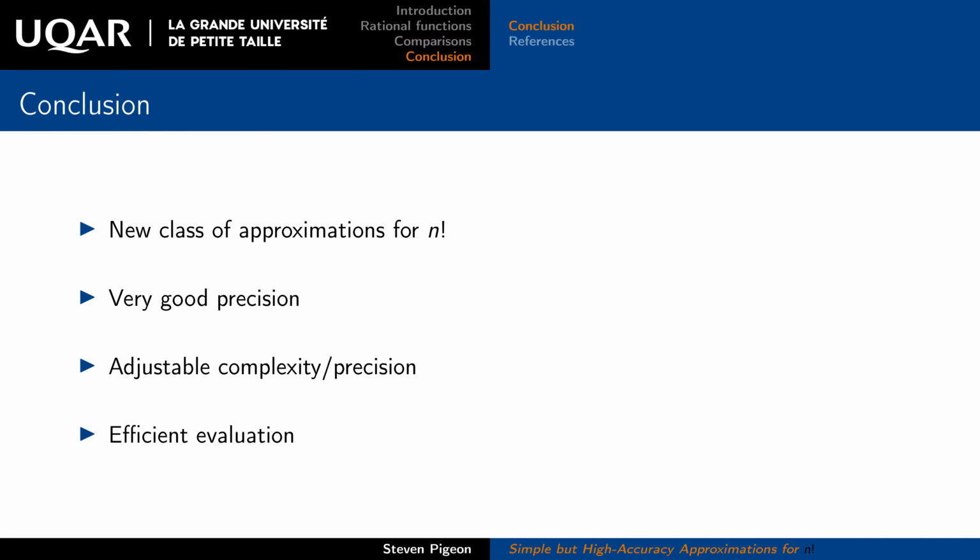In conclusion, we have a new class of approximations for n factorial. We have shown that they can have very good precision. We've also shown that we have an adjustable trade-off between complexity and precision. And finally, we have shown that it may be amenable to efficient implementations.